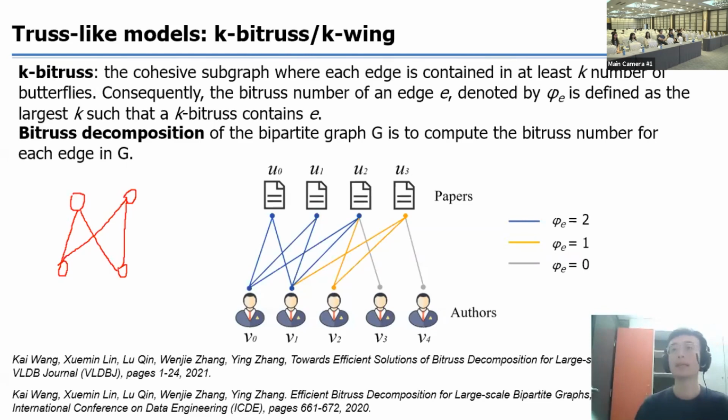So in the literature, many researchers focus on the bitruss decomposition problem, which is to compute the bitruss number for each edge in G. For example, in this example, the edge (U0, V0) has a bitruss number of 2. This is because it can be contained in a subgraph where each edge has a bitruss number of 2.